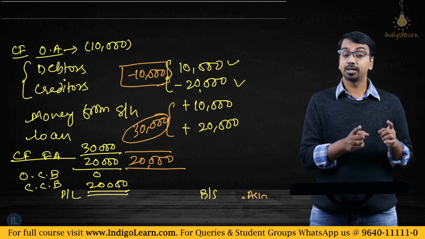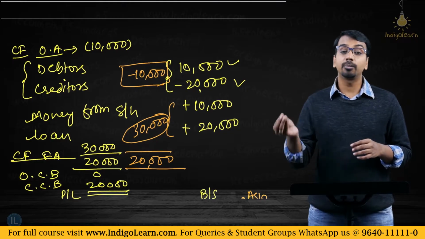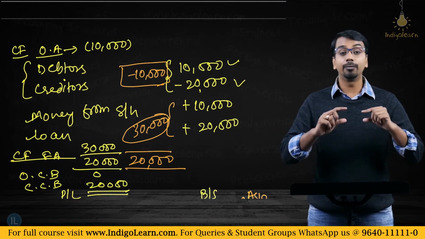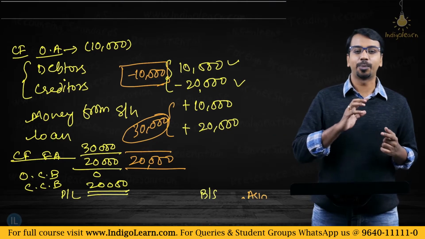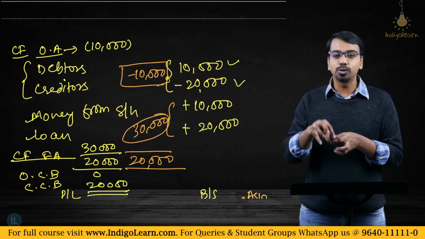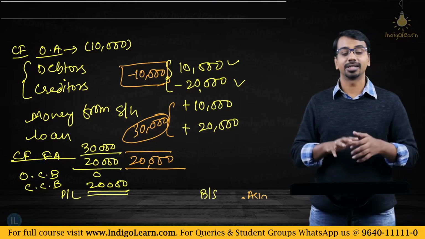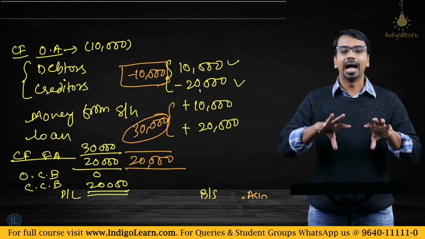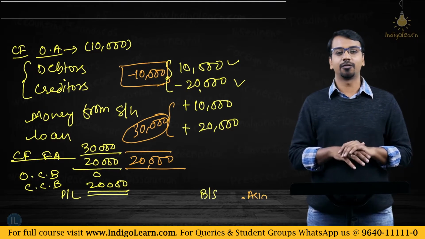Now in the previous case, if you carefully observe, though you made a profit of 10,000, actually you have burnt extra cash in your operations. And where did you get that money from? You took some loan and you used that money to fund your business. So this is how you will be able to understand the cash flow position of a business.